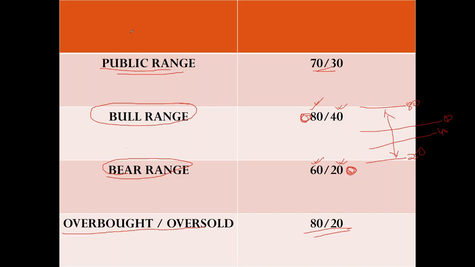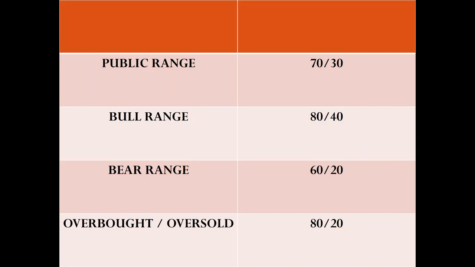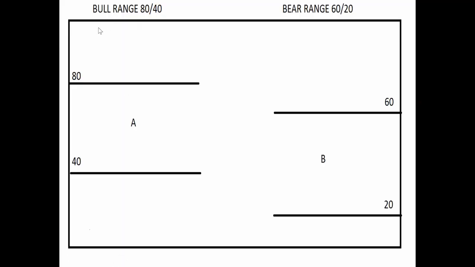So when the markets are in a bull phase, when the market is in a bull range, at that time 80 will be the overbought area for the market, sorry, and 40 will be the oversold area for the market. That means the prices will reach 80 levels and then come back down, touch the 40 levels. So it will go up again and touch the 80 levels, come down to the 40 levels, like this.